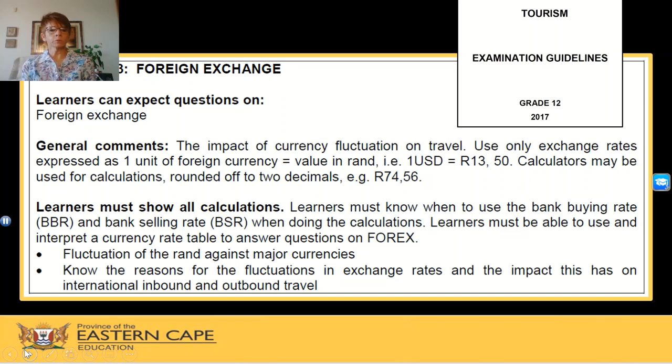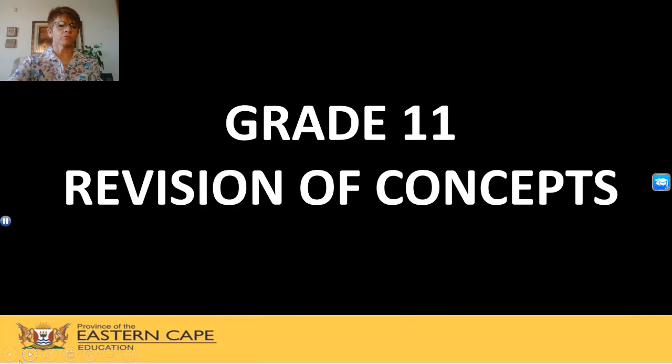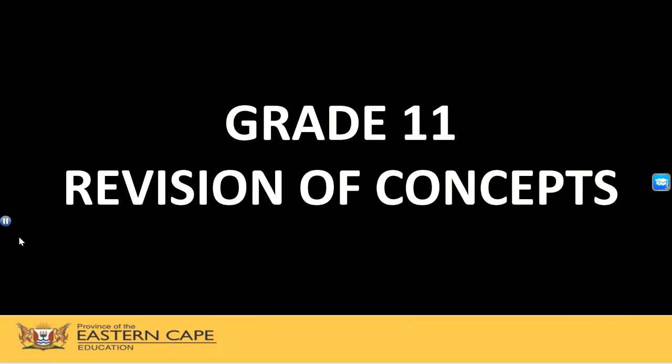If you look at the bottom bullet, you will see learners must show all calculations. You need to be able to know when to use the bank buying rate and the bank selling rate. You must be able to interpret a currency rate sheet. You must understand the concept of fluctuations and know the reason for fluctuations. Before we continue too far, I'm just going to remove myself from the image so that we start with revision of grade 11 concepts.